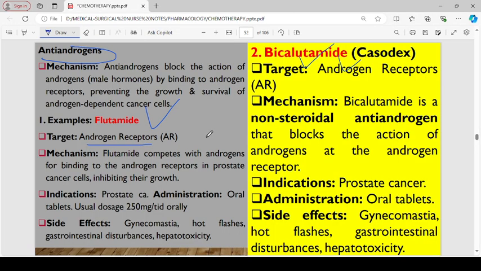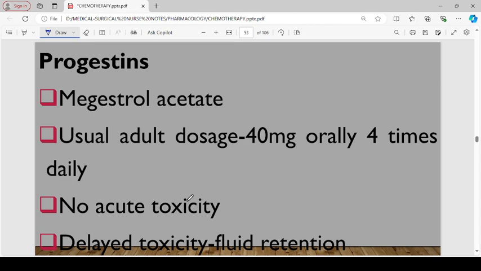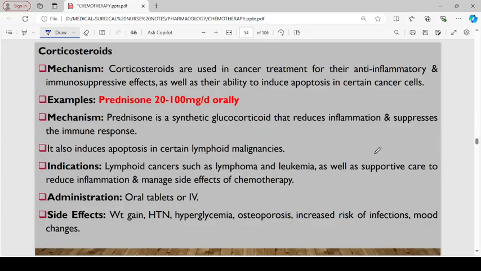So they prevent growth and survival of androgen-dependent cancer cells. Flutamide competes with androgen for binding to the androgen receptors in prostate cancer cells, and this inhibits their growth. In terms of administration, we normally give oral tablets, 250 milligrams 3 times daily. We also have another group under the hormonal agents, the progestins, such as megestrol acetate, where the usual dose is 50 milligrams orally 4 times a day.